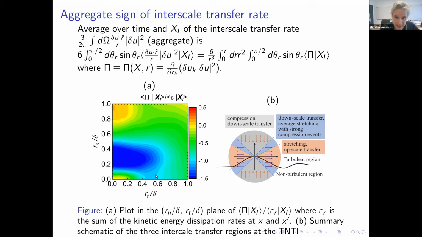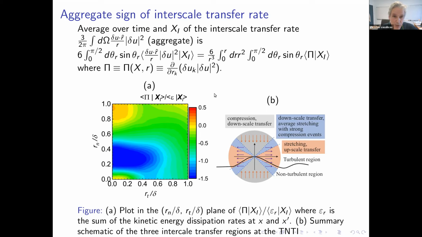And it turns out that it's actually nearly everywhere negative. So on average, even though I have a part of the flow near the interface where I may be cascading from small to large scales, on average, I'm cascading from large to small, forwards. So this is the average picture that we have. Normal to the iso-surface, we have a compression and downscale transfer. Close to the tangent, we have a stretching and upscale transfer. And in this region in between, we have downscale transfer, even though on average, we are stretching.